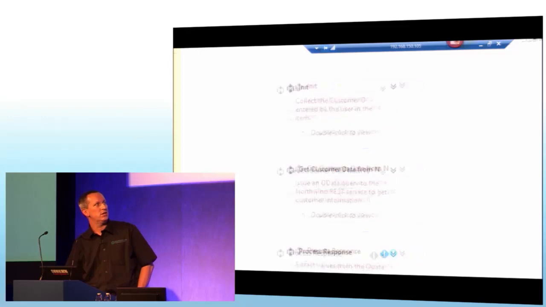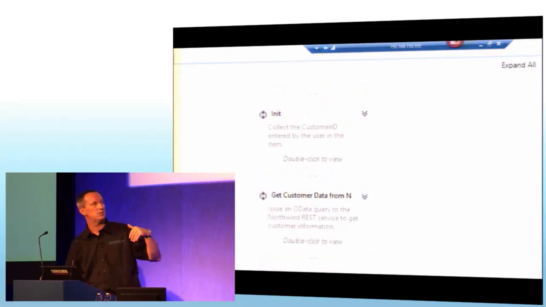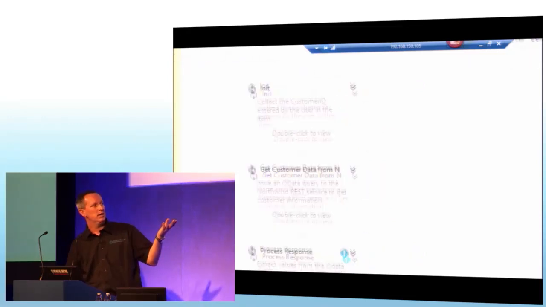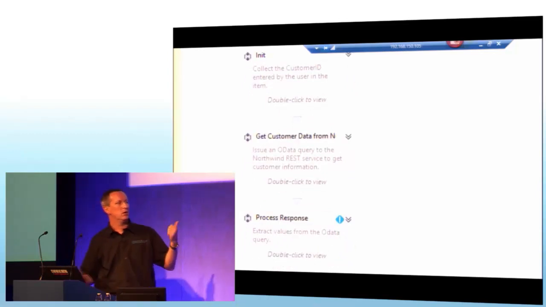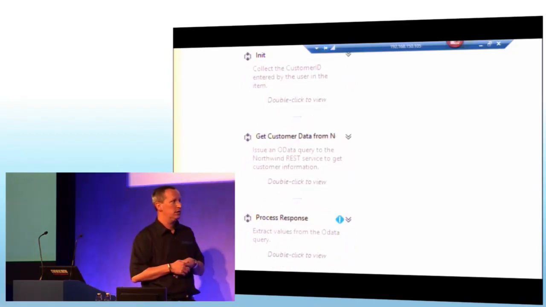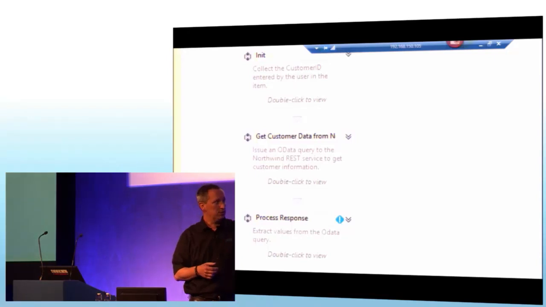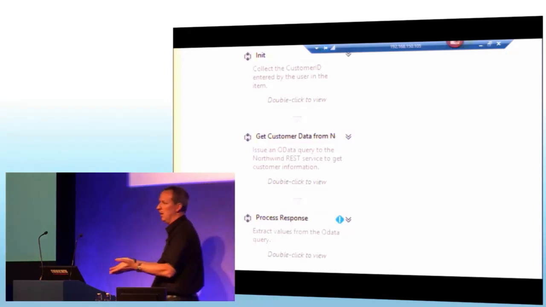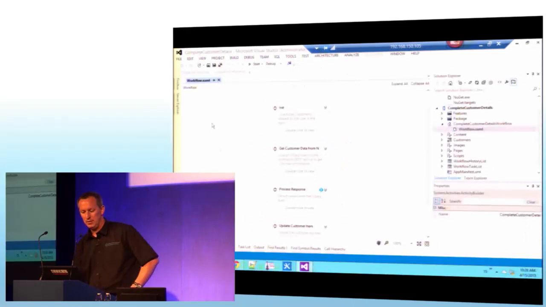You can see I have these different sections here. I have an init section that's going to collect the customer ID, then get the customer data from the web service, and then I'm going to process the response, and at the end I'm going to update the list item. So let's look at these different pieces here.